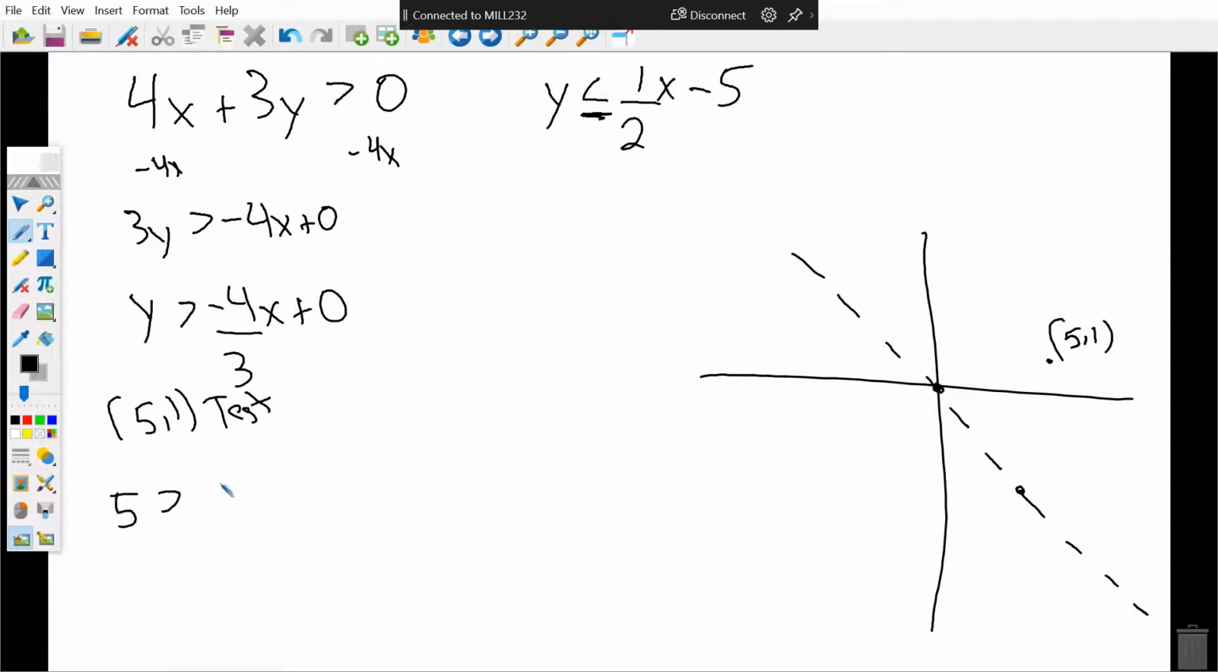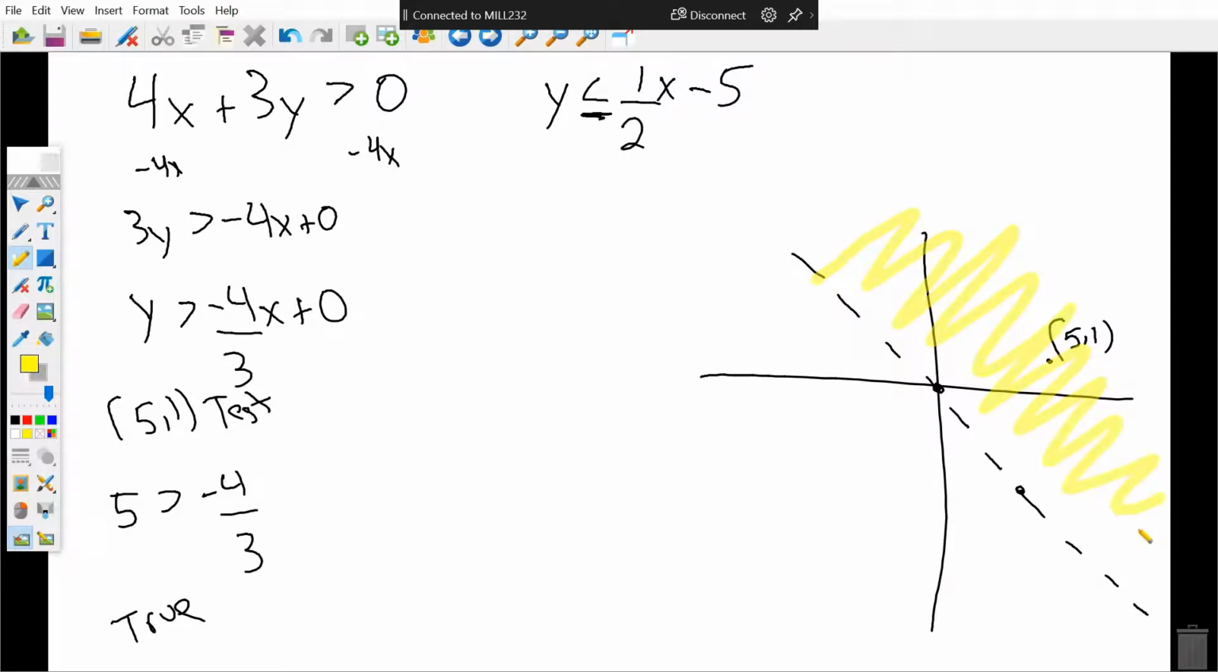5 is greater than negative 4 over 3. Is 5 greater than negative 4 over 3? Yes, it is. So that means this was true. This test point was above the line, so that means that everything above this line gets shaded in.